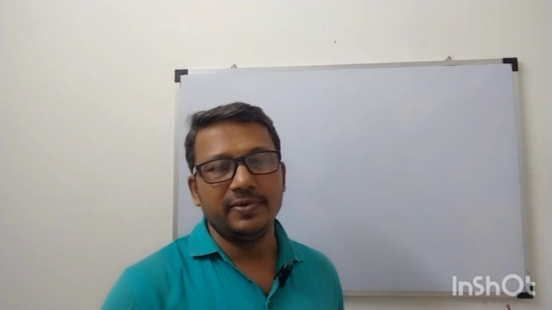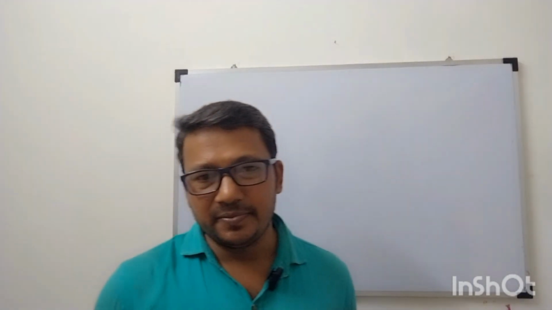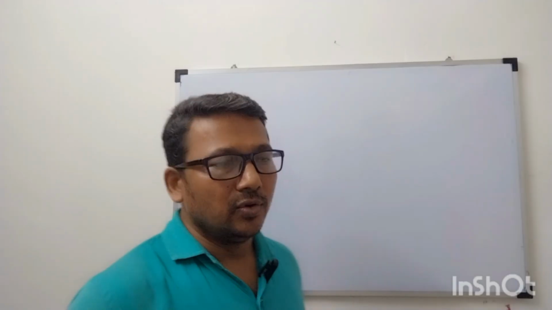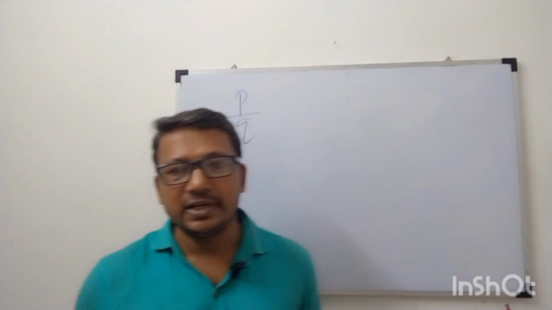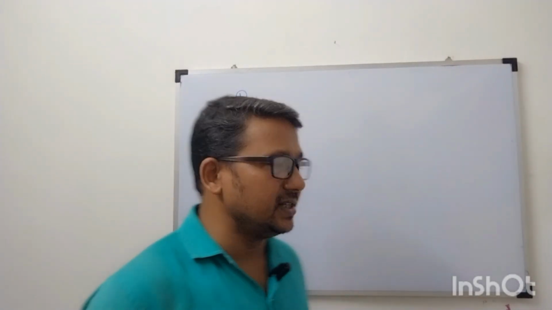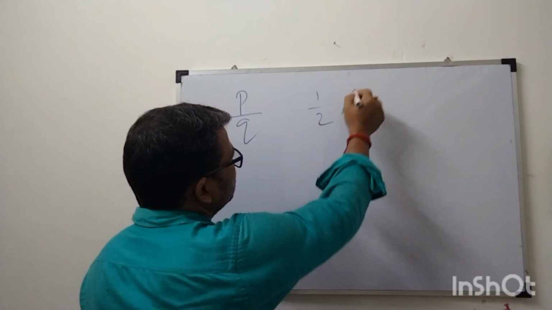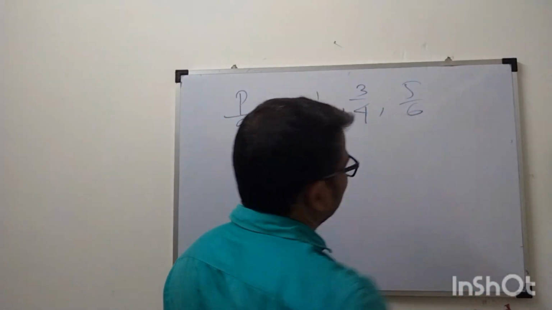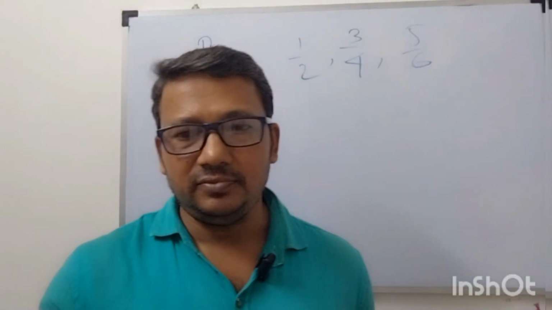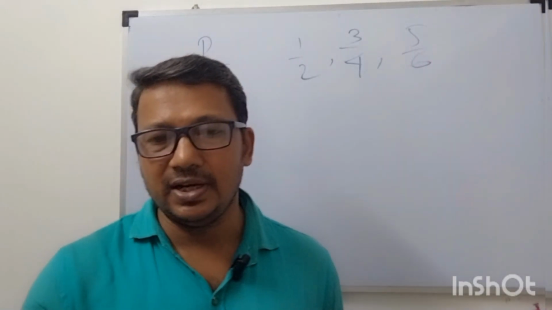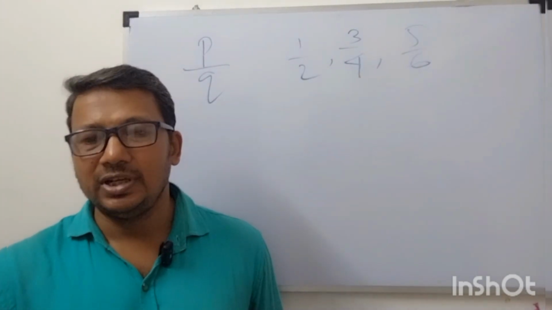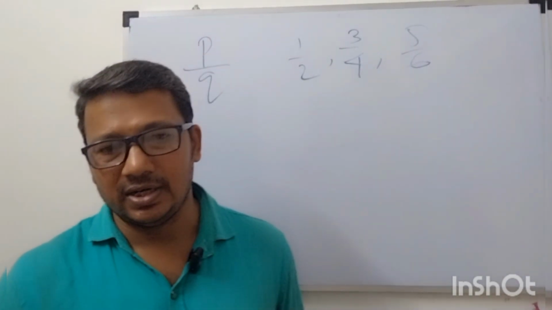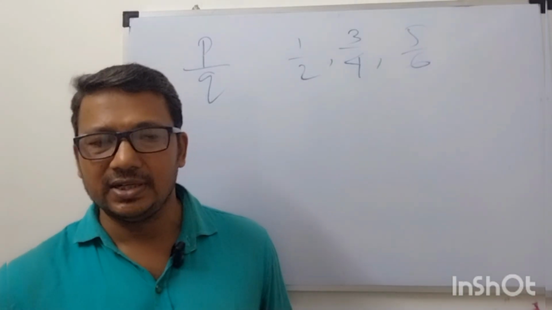So let's start. First, what are rational numbers? In our previous video we discussed rational numbers. Rational numbers are those numbers which can be expressed in the form of p by q, where p and q are both integers and q is not equal to 0. For example, 1 by 2, 3 by 4, 5 by 6 are rational numbers. We can say that the decimal expansions of rational numbers are terminating or non-terminating and repeating. So the numbers whose decimal expansions are non-terminating and repeating are rational numbers.